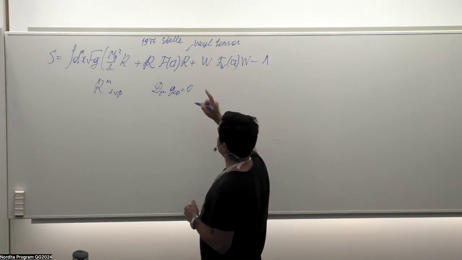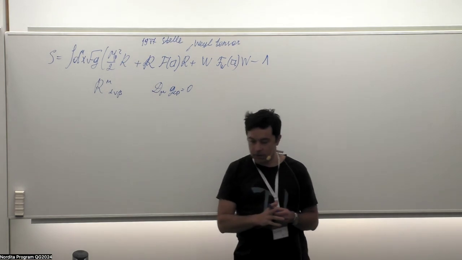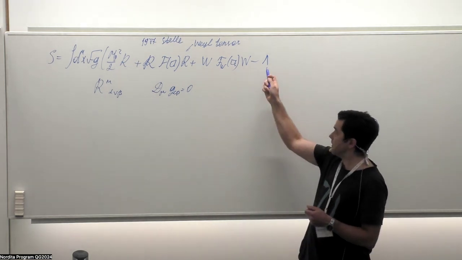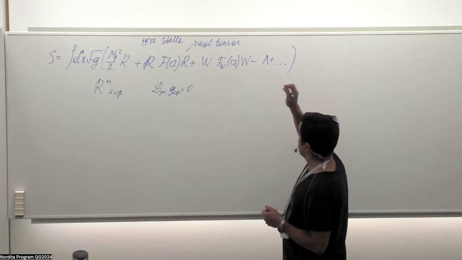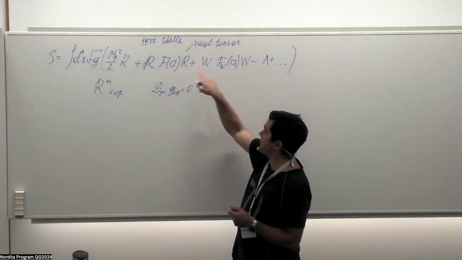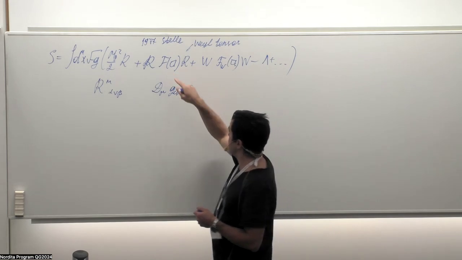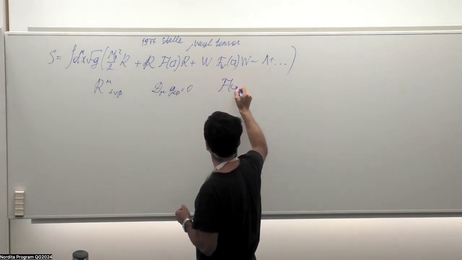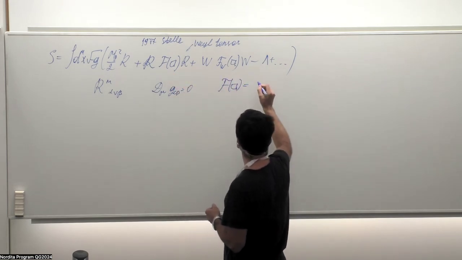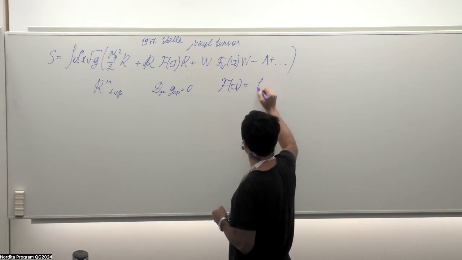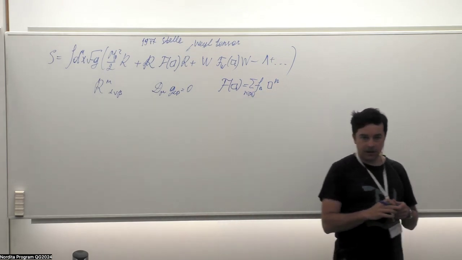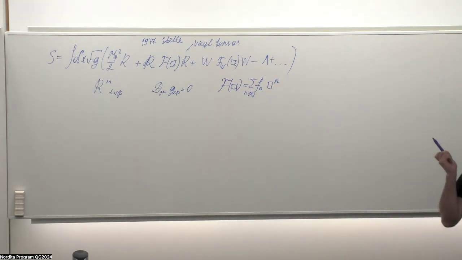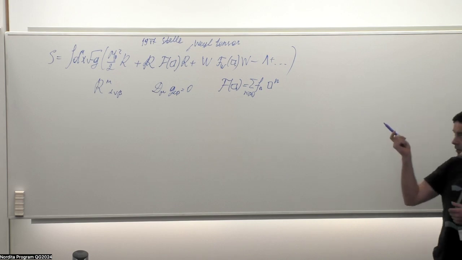So in principle, this is the action which, if you want, contains a cosmological constant and contains terms like this. And these two, F and F_W, are nothing but some Taylor series. We understand them as Taylor series around zero. So they are functions analytic at zero. Why do we want analytic at zero? Because we want the Newtonian limit.